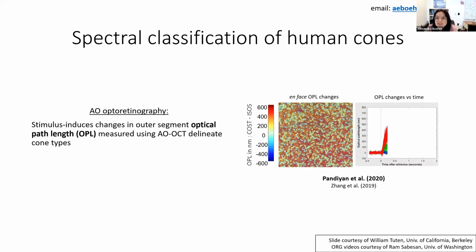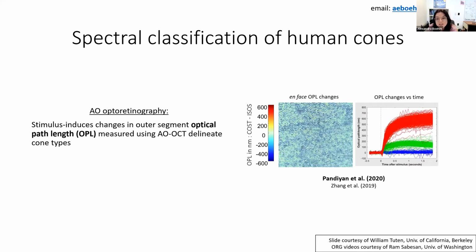So to tackle the first of these, we need spectral classifications of the cone photoreceptors and the knowledge of where those receptors are located. So this slide here was borrowed from Professor Will Tooten at Berkeley, my postdoctoral advisor. And it's showing how adaptive optics optoretinography is used to classify cone photoreceptors. So AO compensates for wavefront distortions that are caused by irregularities in the optics of the eye, and this allows for near diffraction limited resolution in imaging of the retina.